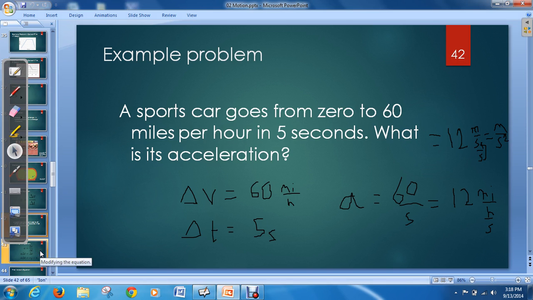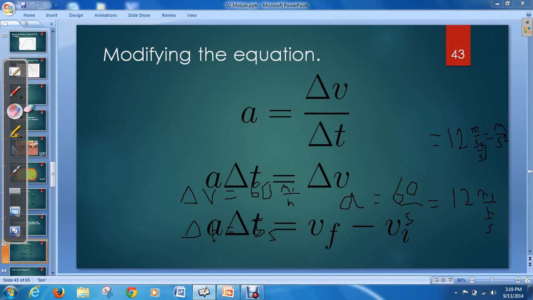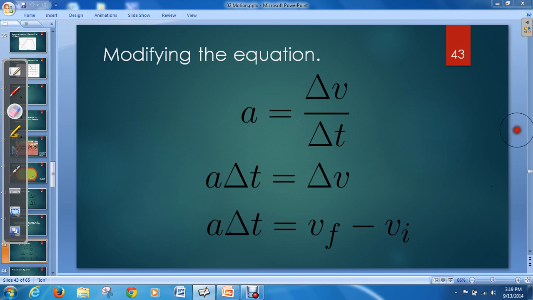So if we look again at the acceleration equation, we can rearrange it. If we modify this equation, we take our normal equation, a equals change in v over change in t, and we end up with, by multiplying this t over here, right? Instead of t being divided, we multiply it to the other side.